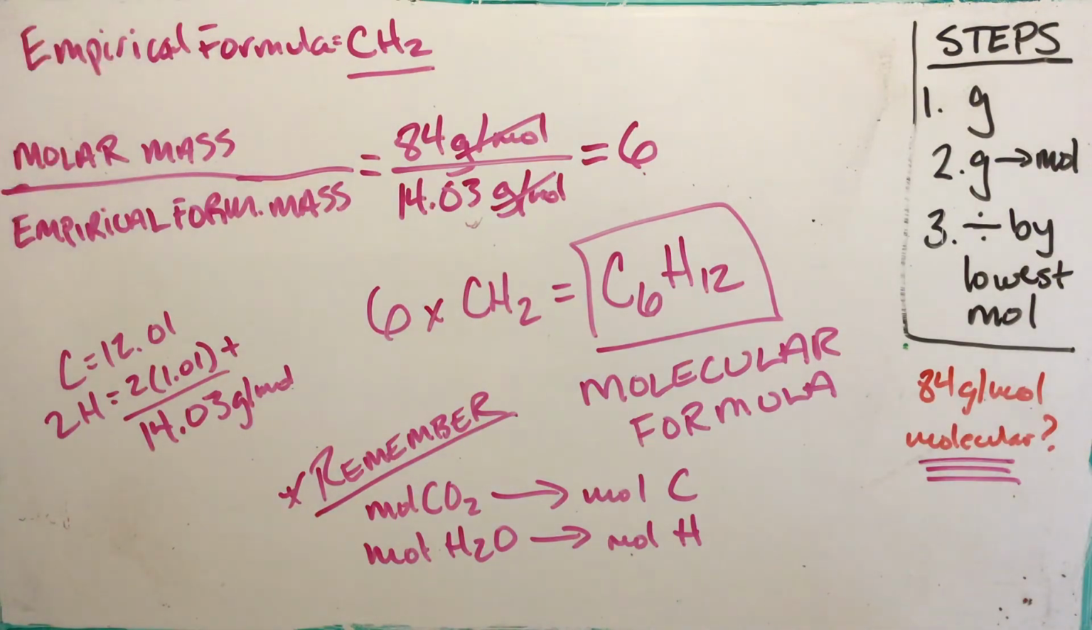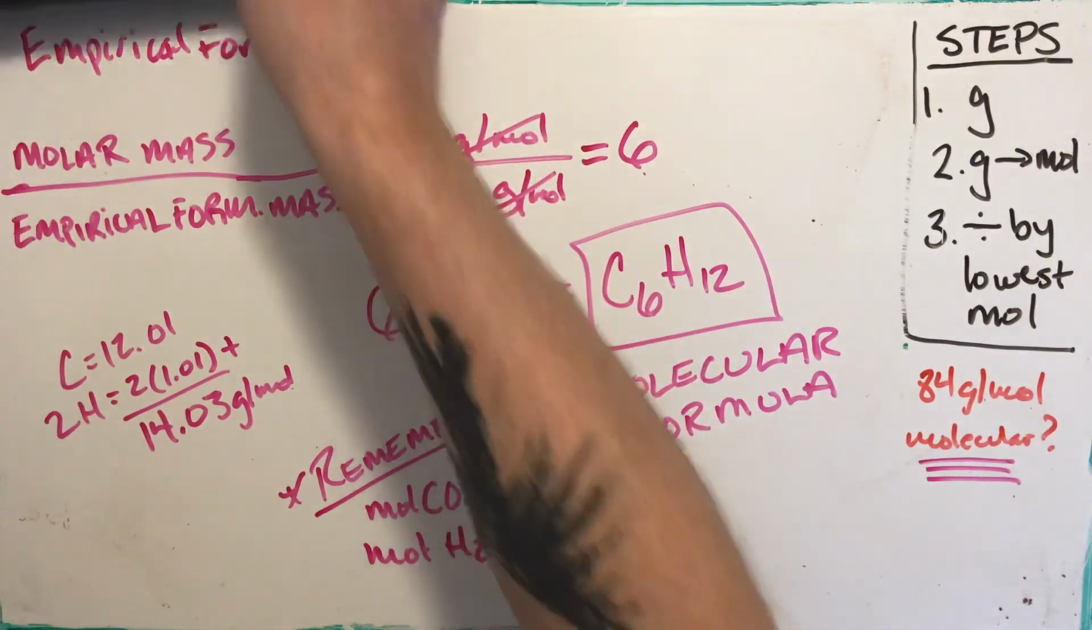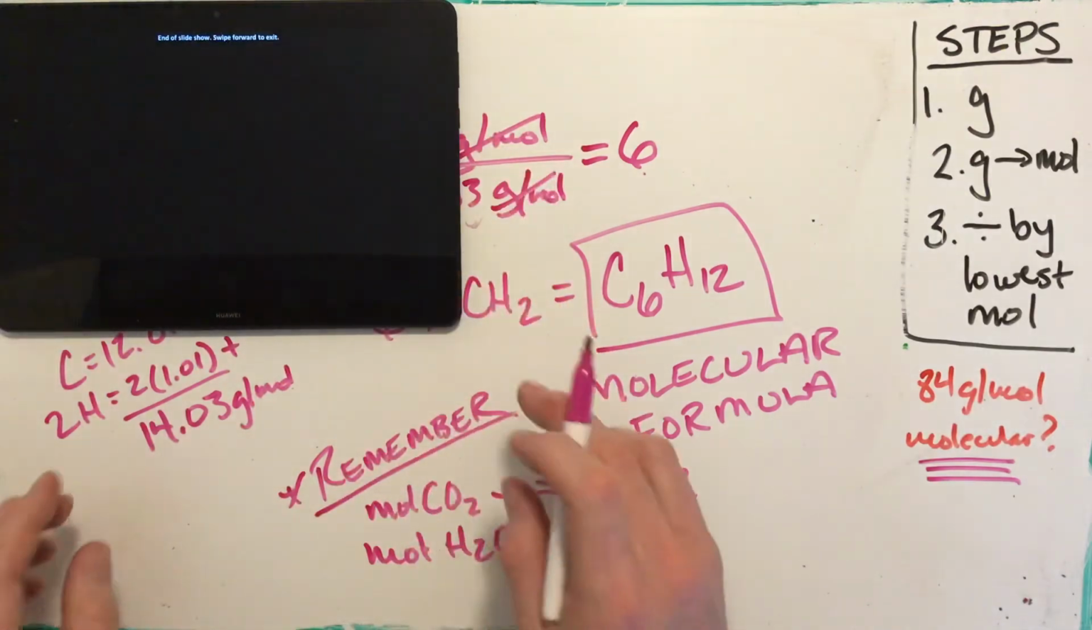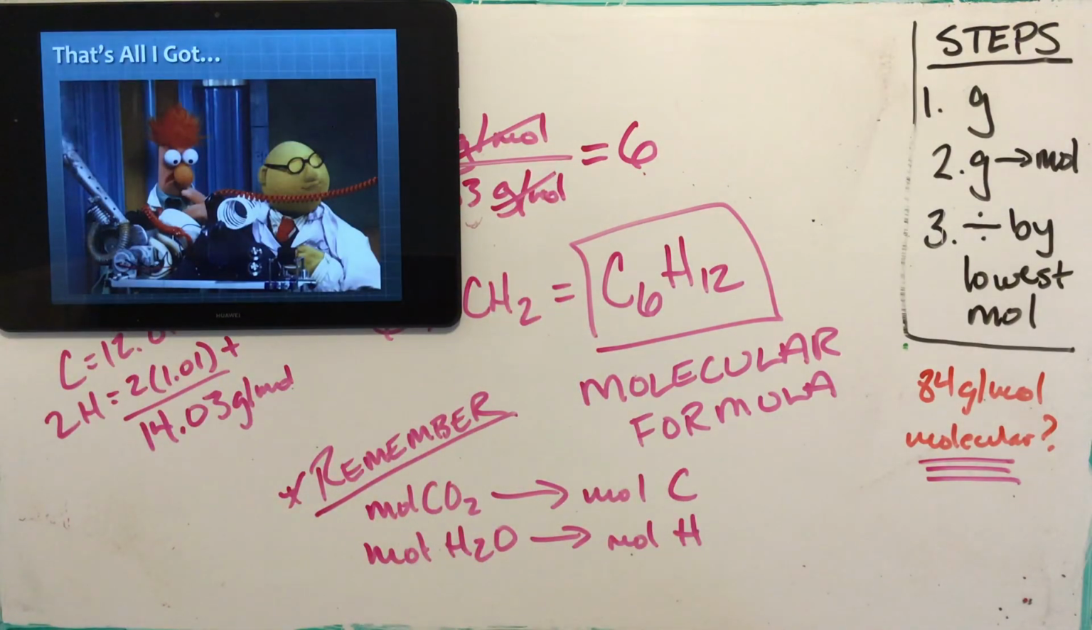Anyway, that's all I got. If you look at the next slide on our show, of course, there's Beaker and Professor Bunsen Honeydew and their own homemade carbon-hydrogen analyzer. Probably going to lead to an explosion or a fire if I know those two.